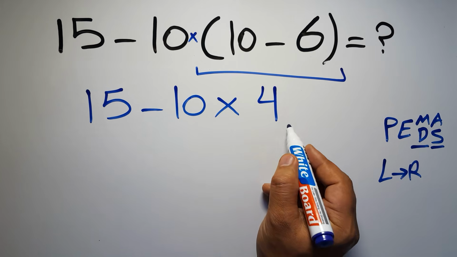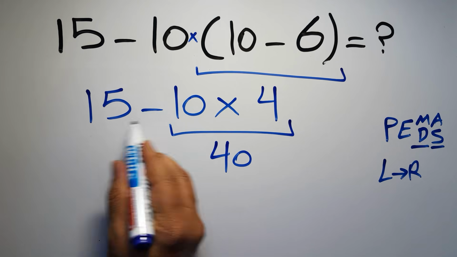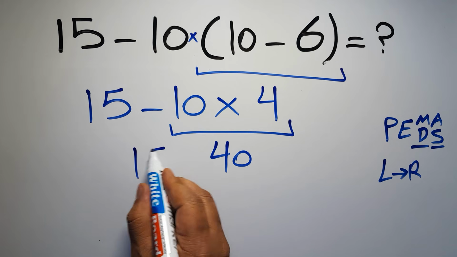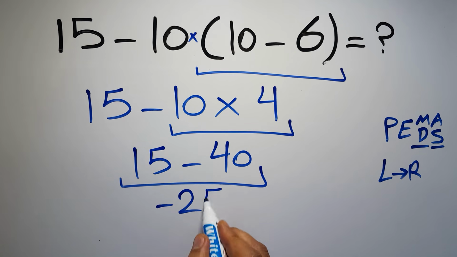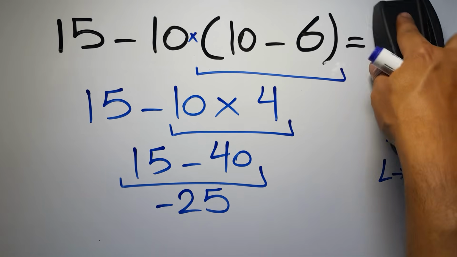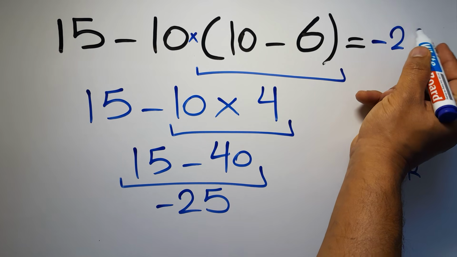10 times 4 gives us 40. So 15 minus 40, which equals negative 25. And this is our final answer to this problem. The correct answer is negative 25.